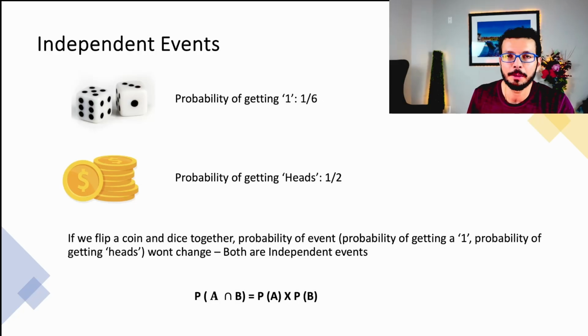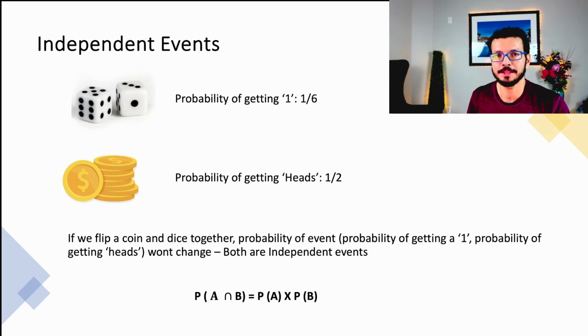Now let's look at independent events. As we have seen, the probability of getting any of the numbers 1 through 6 for a dice is 1 upon 6. And the probability of getting heads or tails in a coin toss is 1 upon 2. Now, if you do these two things together, which means you throw the dice and toss the coin both at the same time, these probabilities won't change. So this is a classic example of independent events. The event of getting heads or tails is not impacting the overall probability of getting 1 through 6 for a dice throw.